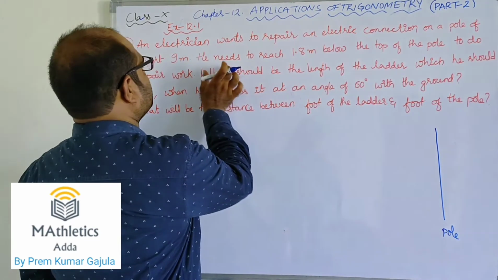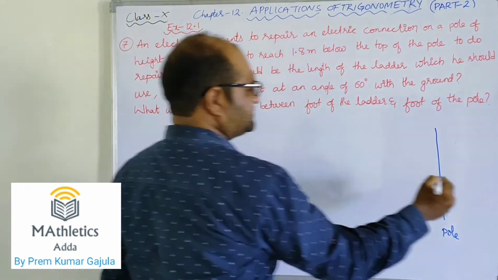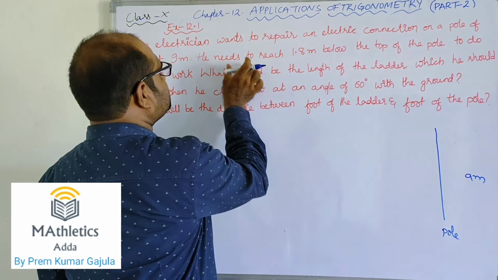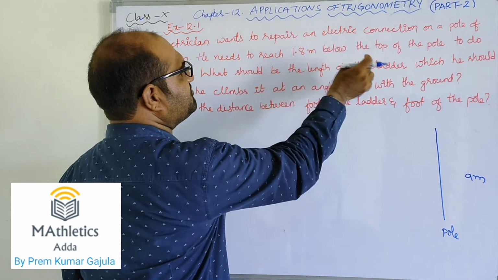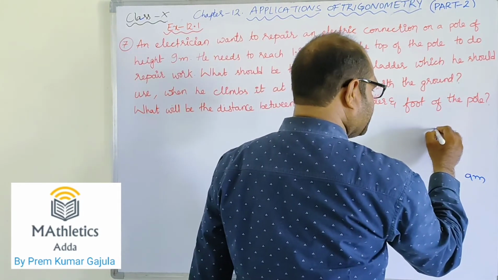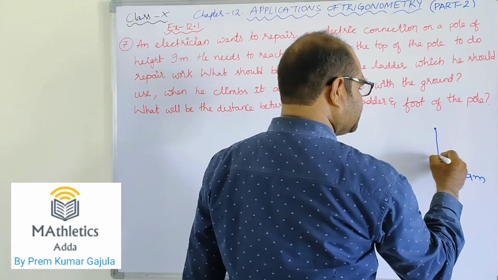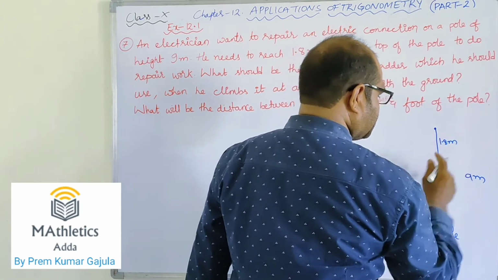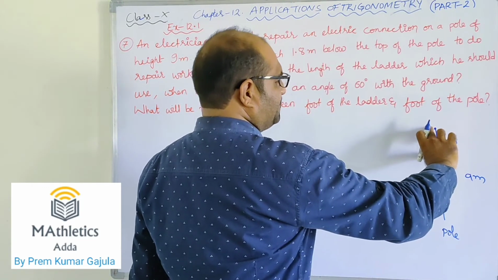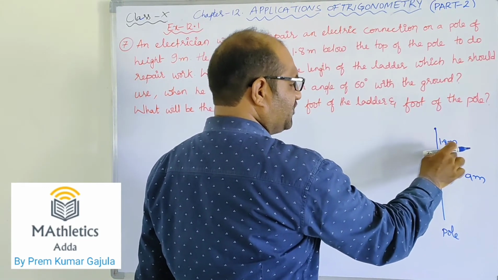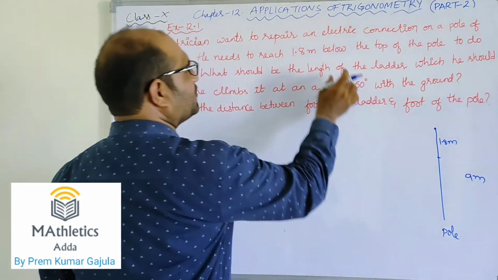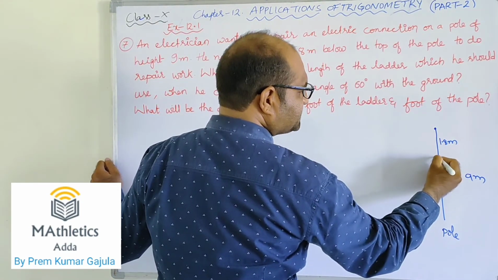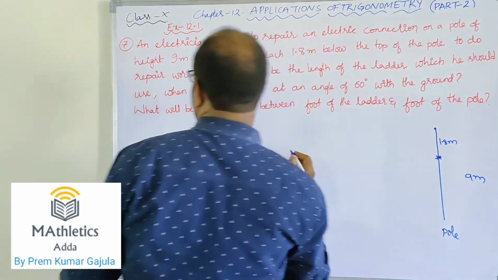He needs to reach, what is the length actually? 9 meters. So he needs to reach 1.8 meter below the top. So this is the top of the pole, and if you consider, this is 1.8 meter. From the top of the pole he needs to reach 1.8 meter below, that means he needs to reach at this point to do the repair work.